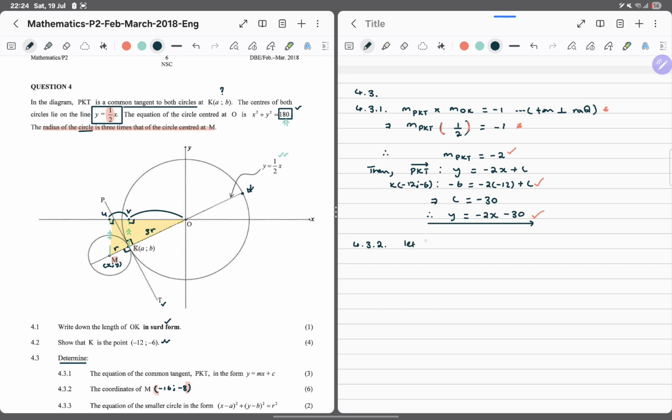We can say let V and U be points on the x-axis such that OV is equal to the x-coordinate at K and OU is equal to the x-coordinate at M.